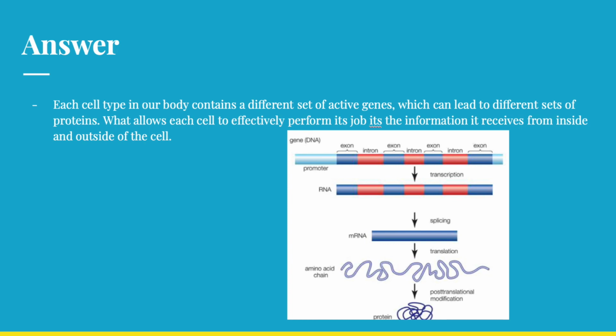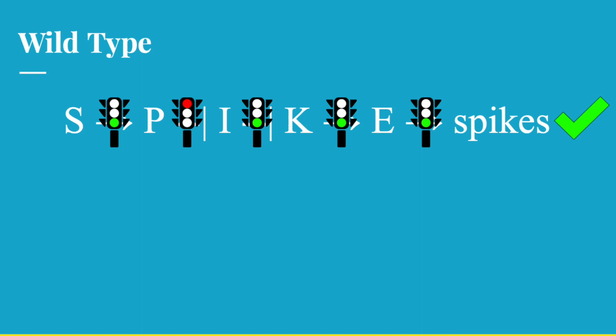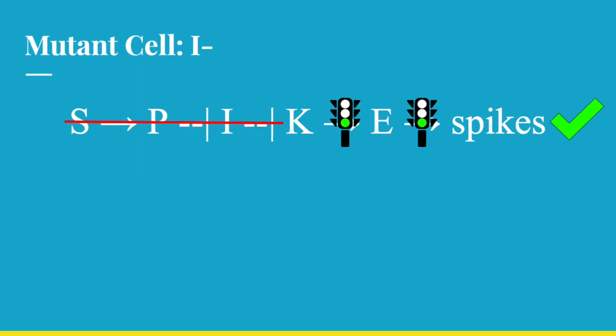This allows the cell to produce different phenotypes. This is most notably seen in our earlier examples of mutant cells. For instance, the wild-type phenotype carries all of the components to produce spikes. However, in the case where we removed I, spikes were still not produced, even though certain proteins were absent.